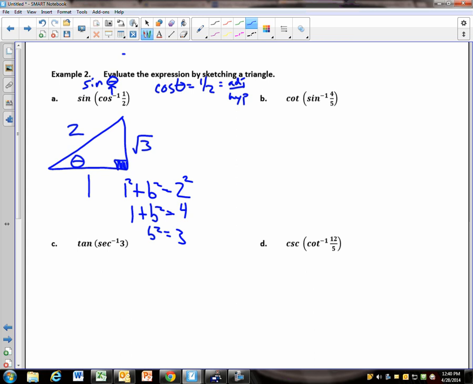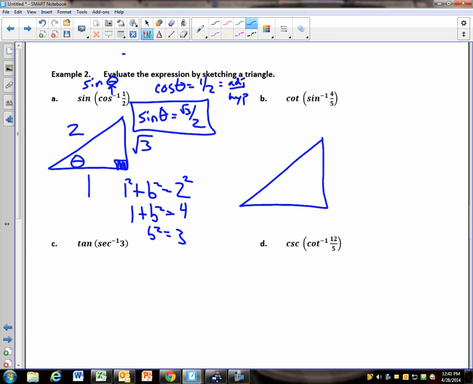So again, this problem is simply asking, what is the sine of theta? Sine of theta is the opposite divided by the hypotenuse. What's opposite over hypotenuse? We'll do it one more time, see if you get it second time. I bet you get it second time. Opposite over hypotenuse.